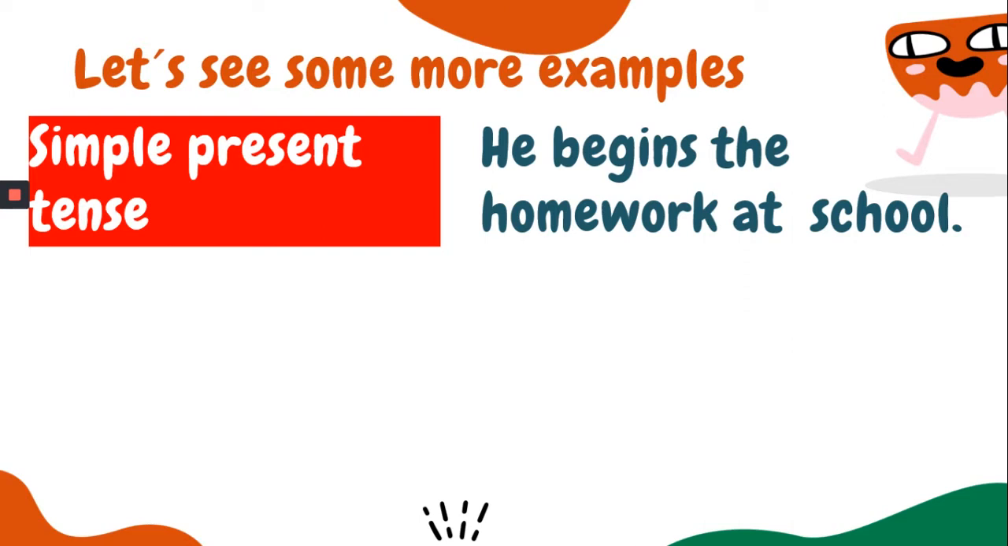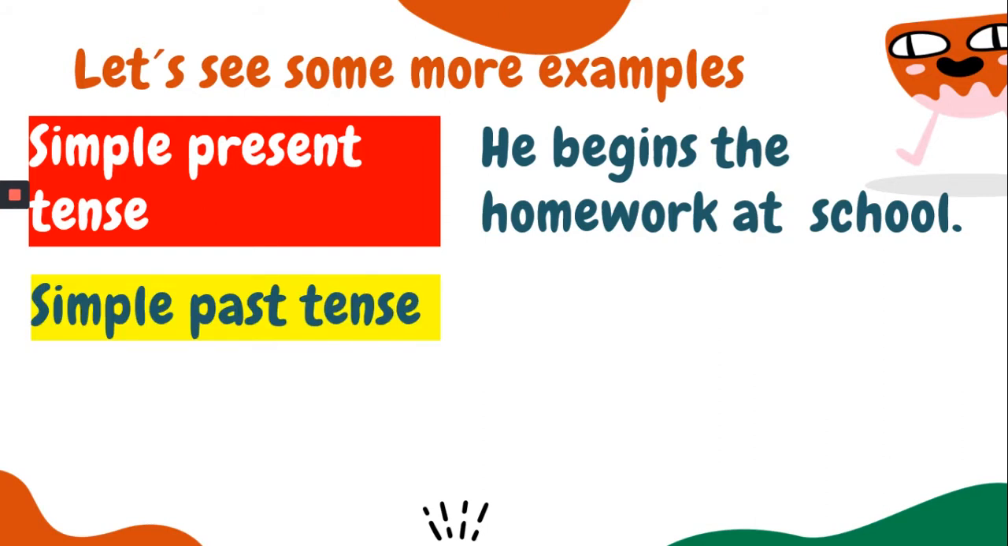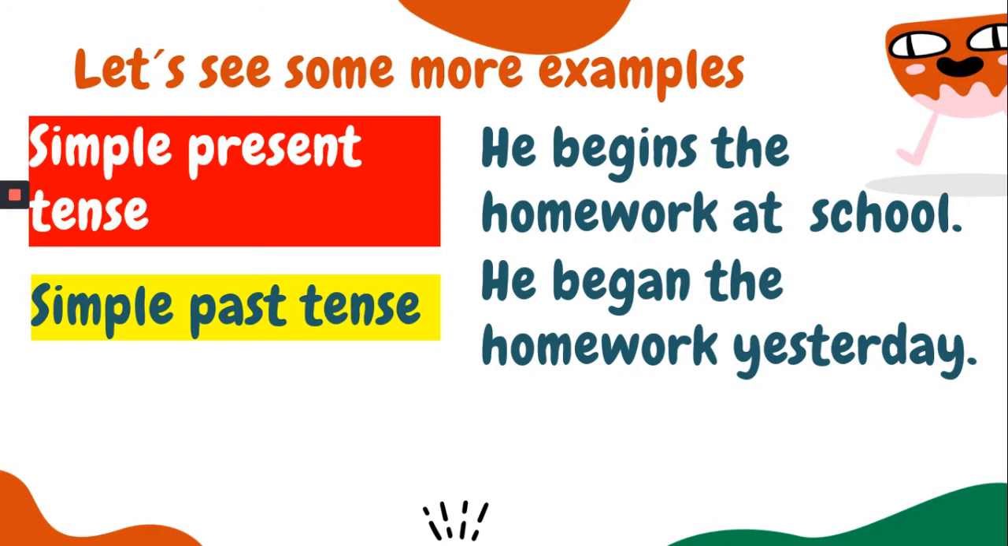For the simple past tense, we're going to use: he began the homework yesterday. Began is the simple past form of the verb, and that's the simple past tense conjugated: he began the homework yesterday. Again, you don't need to add yesterday if you don't want to. You can say just, he began the homework. If the people you're talking to are familiar with the context, they will understand you properly. But you can say yesterday to emphasize the time it was done.